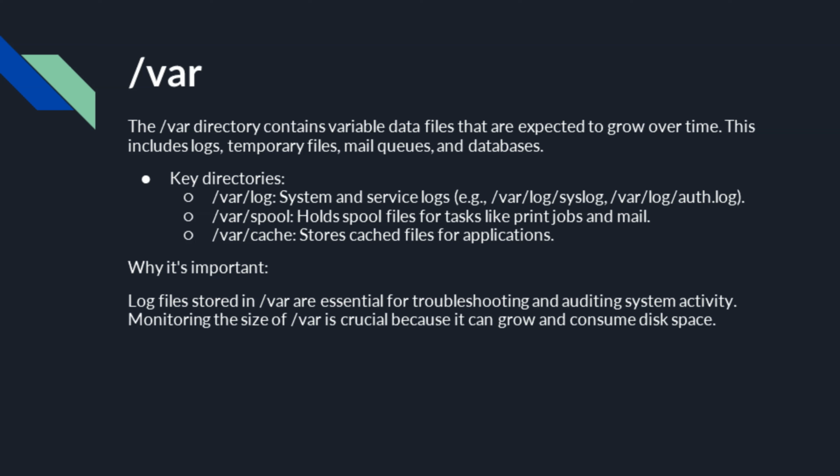The /var directory contains variable data files that are expected to grow over time. This includes logs, temporary files, mail queues, and databases. Key directories: /var/log, system and service logs, for example, /var/log/syslog, /var/log/auth.log; /var/spool, holds spool files for tasks like print jobs and mail; /var/cache, stores cached files for applications.